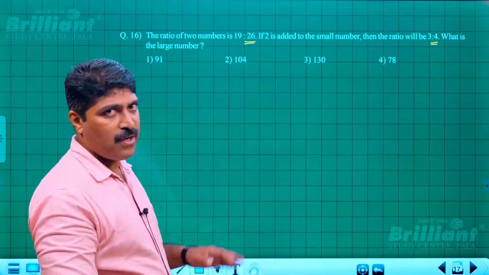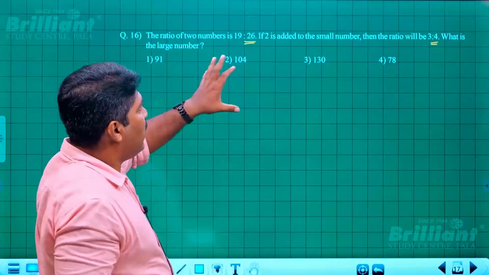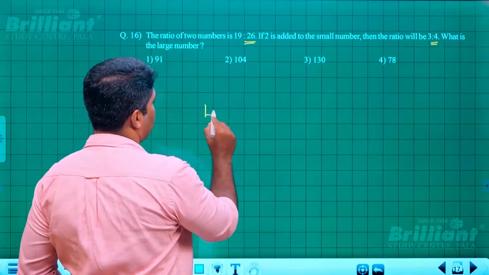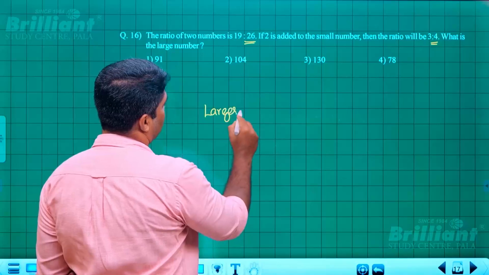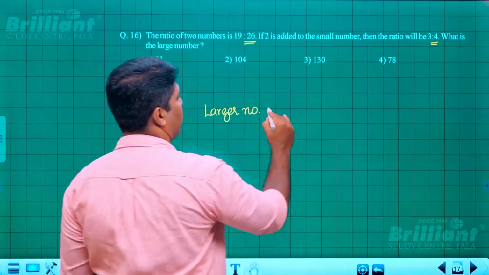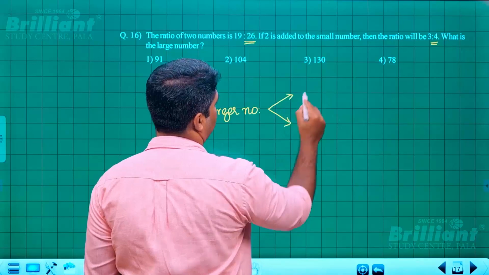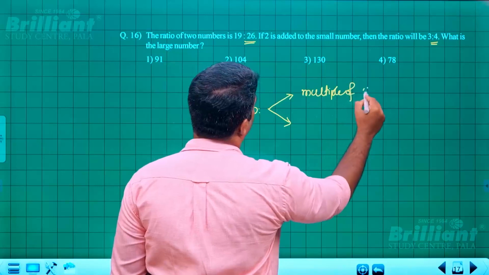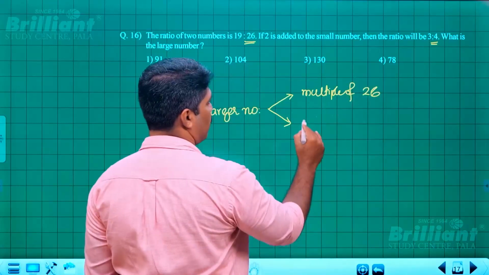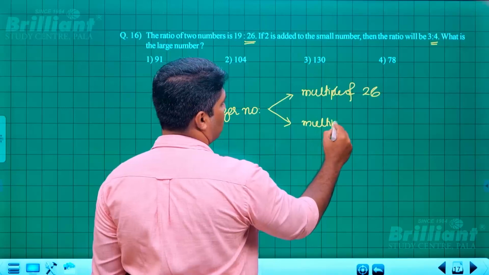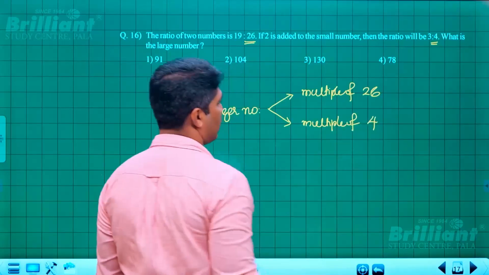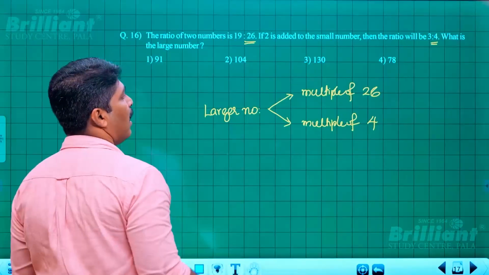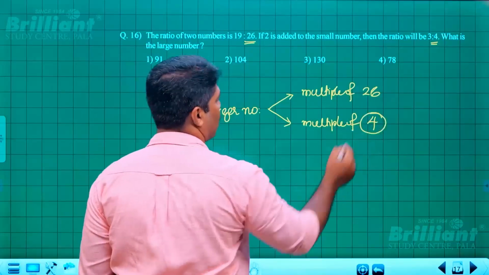Think about it. There is no variation in the case of the larger number; only the addition of 2 is applicable on the smaller number. Therefore, that logic we are applying here. So two conclusions we can make. It is a multiple of 26 as per the first ratio. It is a multiple of 4 as per the second ratio. Just observe which of the multiples of 26 are multiples of 4. It's easy to check the divisibility by 4.